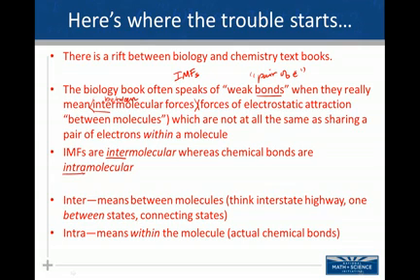Intermolecular versus intramolecular. Between, within. Within are what we've been discussing. Covalent. Weak bonds. They're careful not to use the word covalent when they say weak bonds. So weak bonds is a synonym for intermolecular forces.